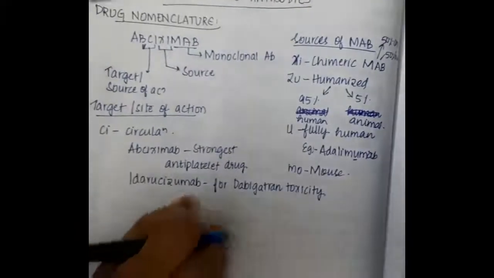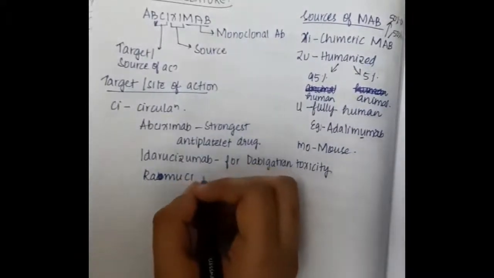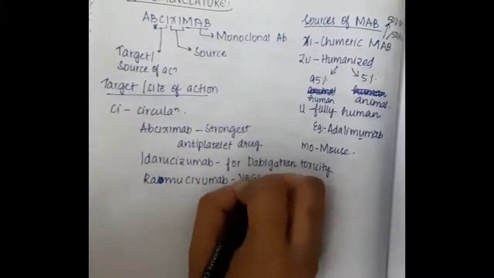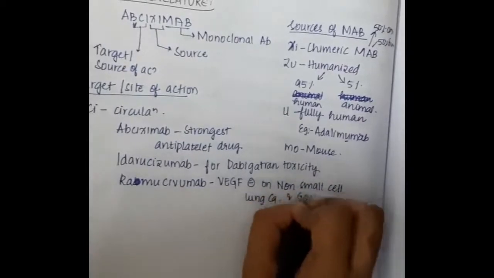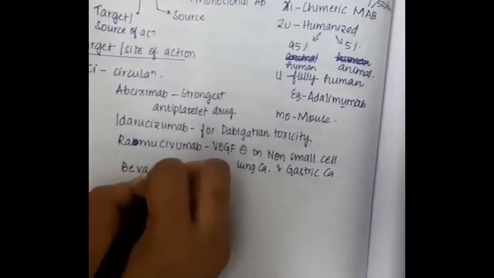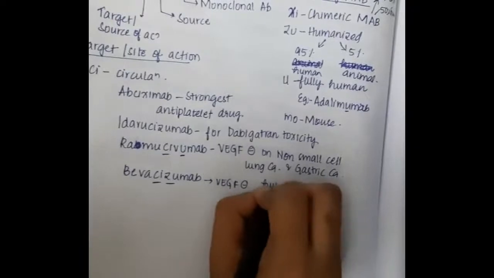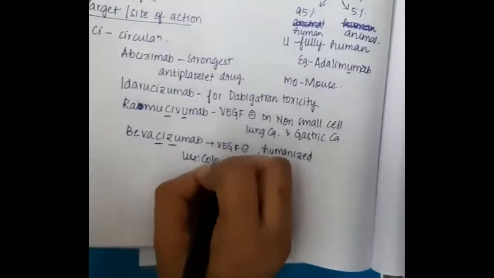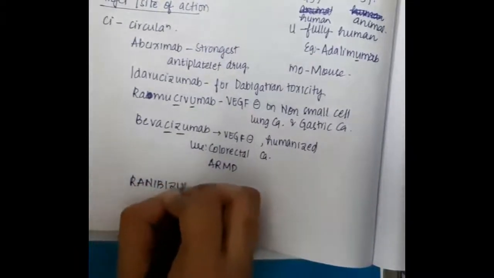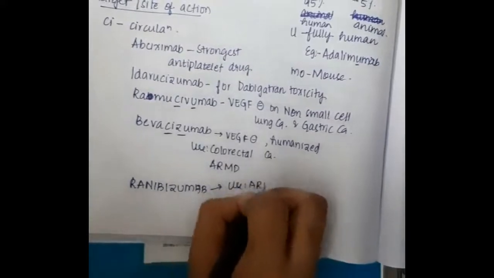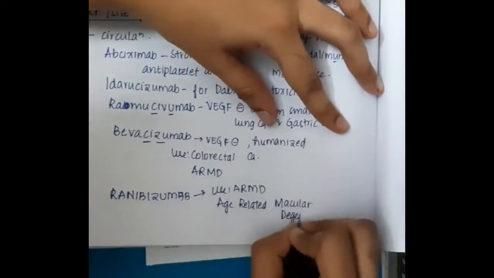Then we have the drug ramucirumab. Ramucirumab is a VEGF inhibitor used in non-small cell lung cancer and also gastric carcinoma. Then we have bevacizumab, which is also a VEGF inhibitor and is humanized. The use of bevacizumab is colorectal carcinoma and age-related macular degeneration. Then we have ranibizumab, which is used in age-related macular degeneration.